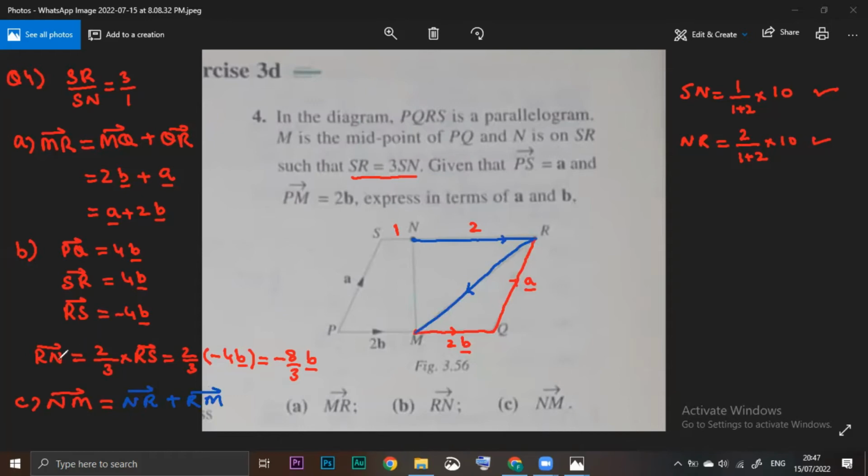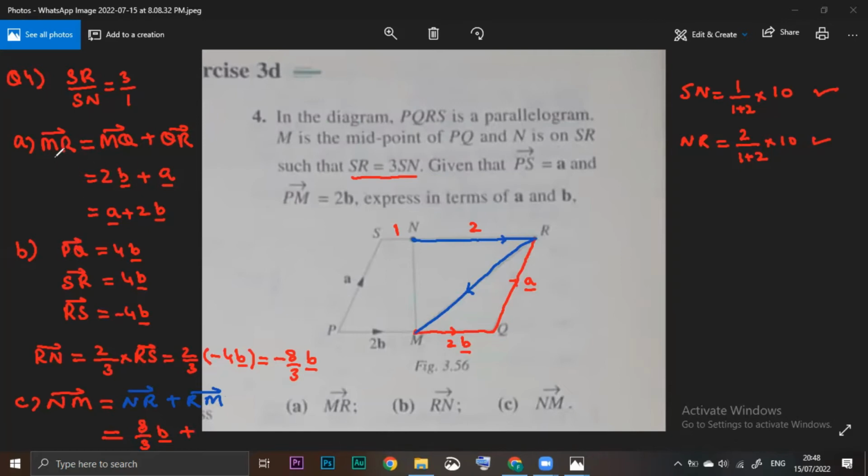I have the value for RN. When I reverse this direction, that is when I convert this one into NR, I will have to put a negative sign with the expression. RN has the expression minus 8 over 3B. NR will have the expression 8 over 3B. I will change the sign. Now I want to write down the expression for RM.